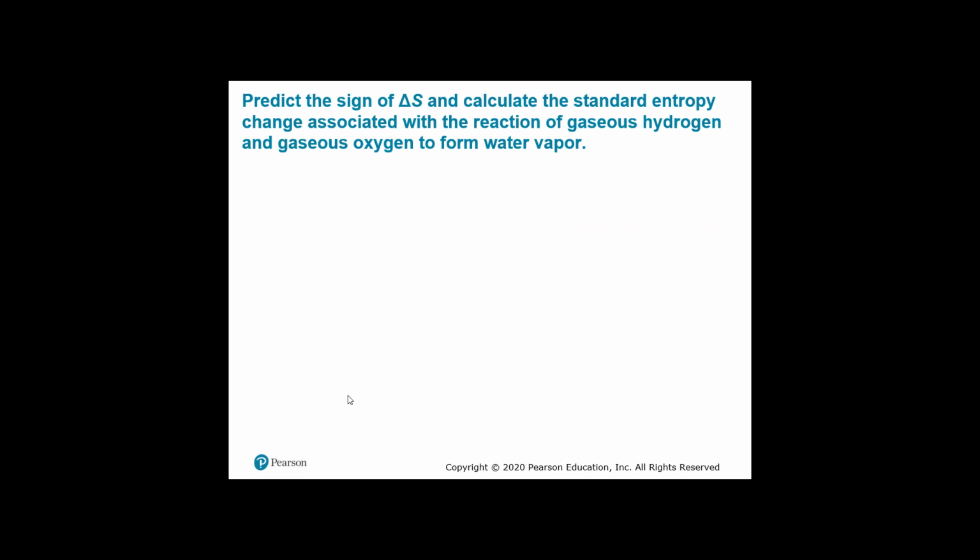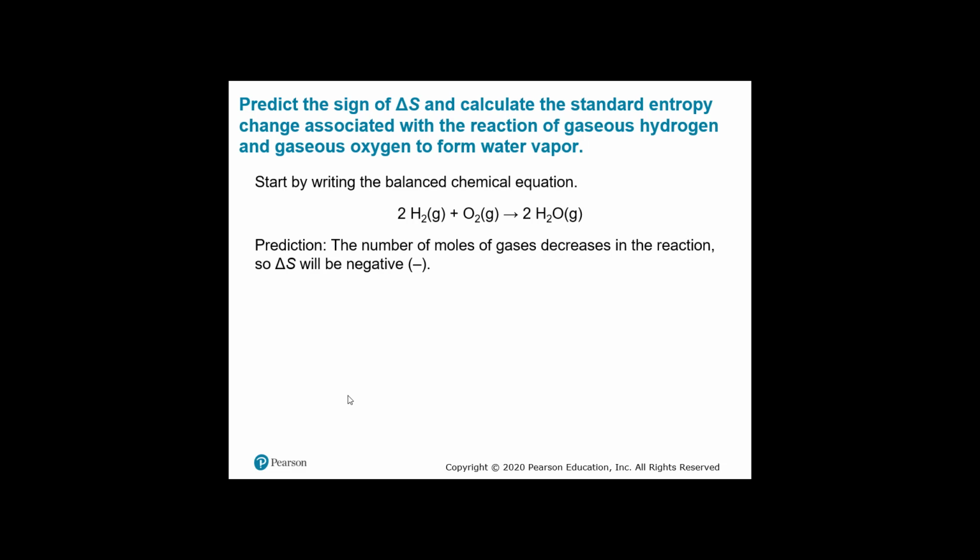All right, so let's do some problems. Predict the sign of the change in entropy and calculate the standard entropy change associated with the reaction of gaseous hydrogen and gaseous oxygen to form water vapor. So you may have seen some of this before, but we're going to expand on it. So first thing, write a balanced equation.